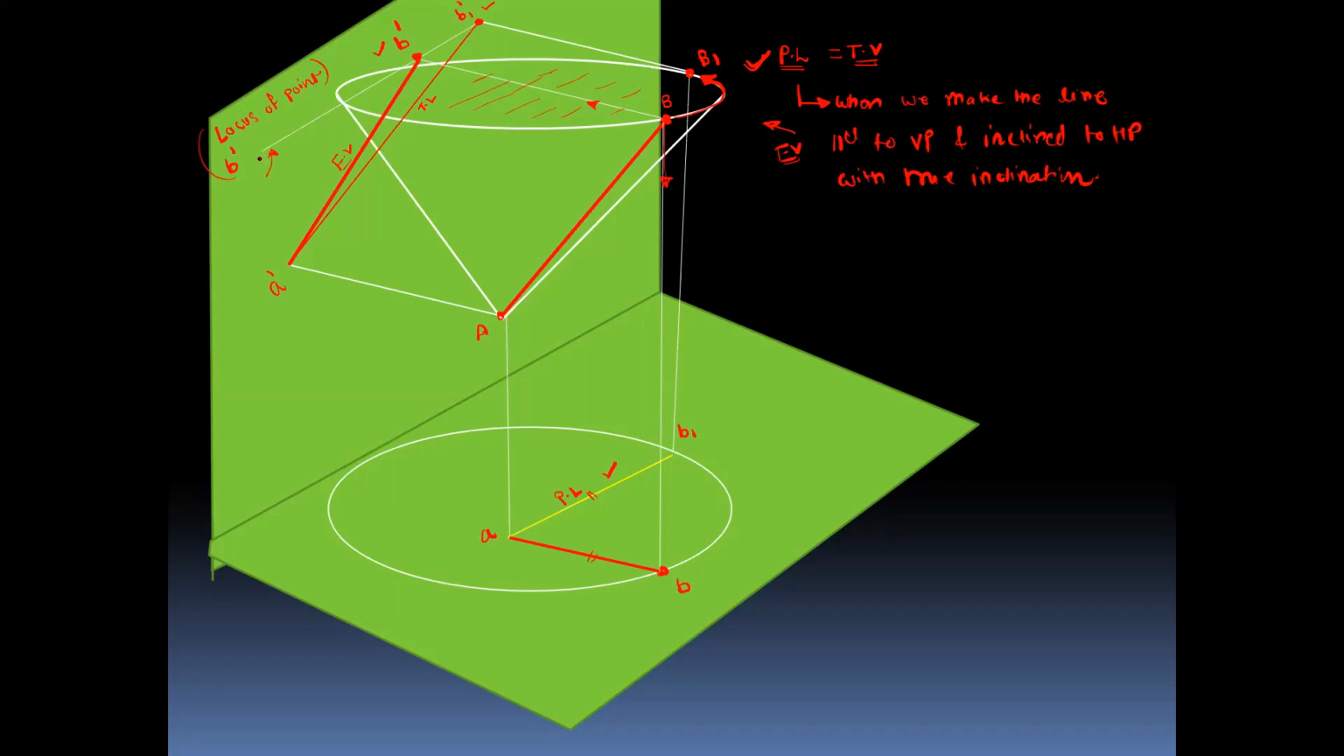So this is the first step when you draw the projection of a line: make the line parallel to VP, draw the front view, draw the top view. The front view will give the true length, and the top view will give the plan length. In the second step, make the line parallel to HP, again draw the front view and top view. So just note down the procedure.